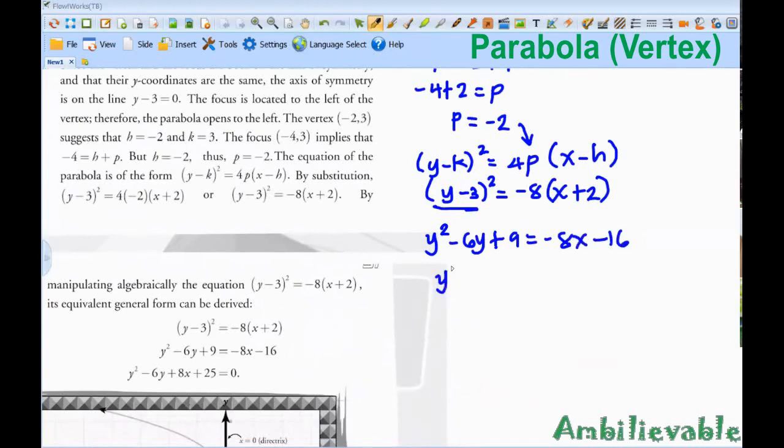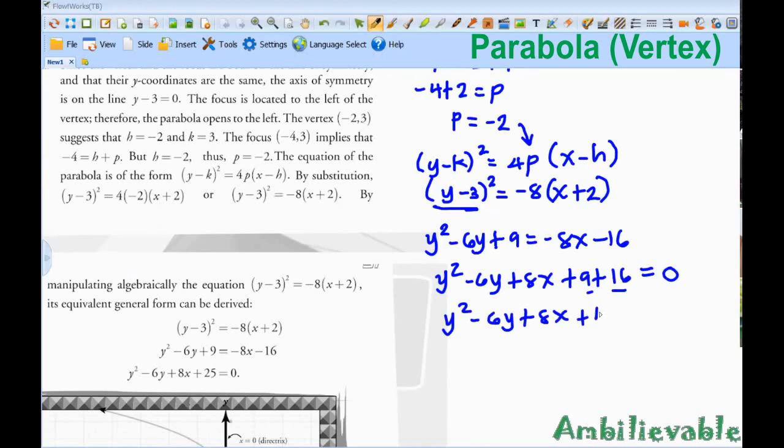So y squared minus 6y plus 8x plus 9 plus 16 equals 0. So we combine like terms. So y squared minus 6y plus 8x plus 25 equals 0. This is the same thing, or you can leave it like this. There's no problem. Okay? So now, let us graph.